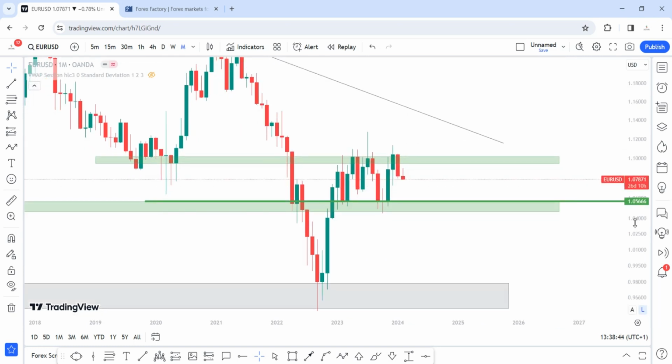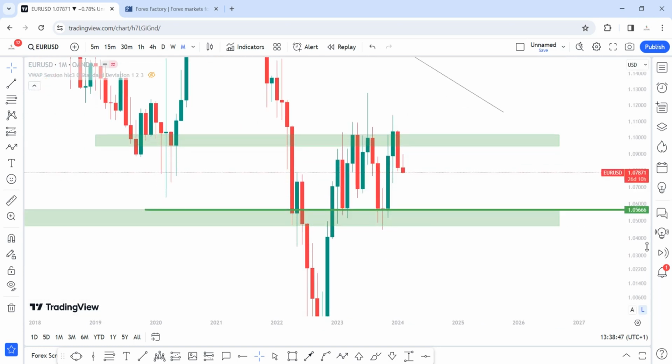So on this monthly time frame, my next target is 1.05666. That's my overall target, maybe in the next couple of months. Now let's go to the daily time frame.